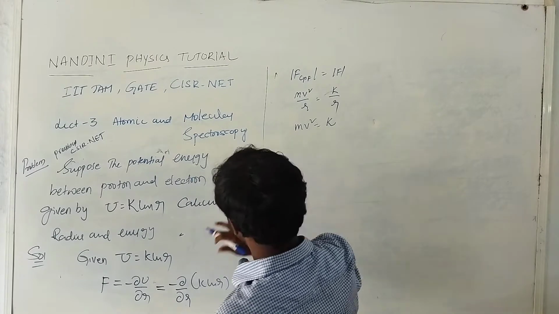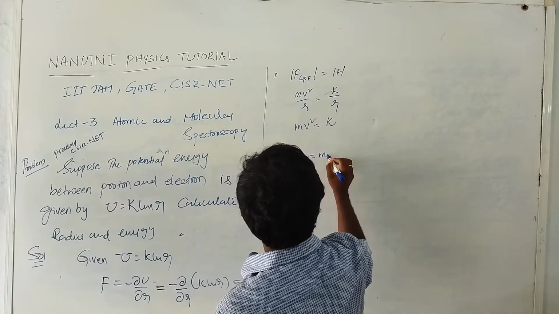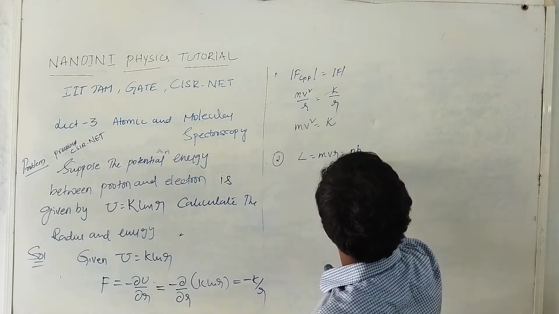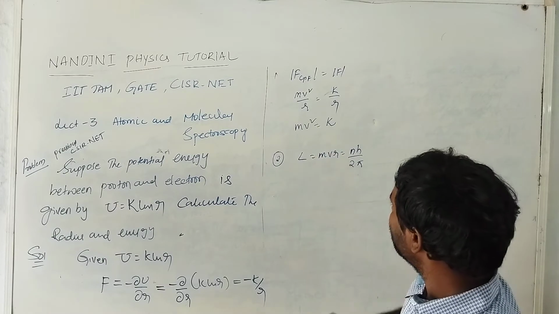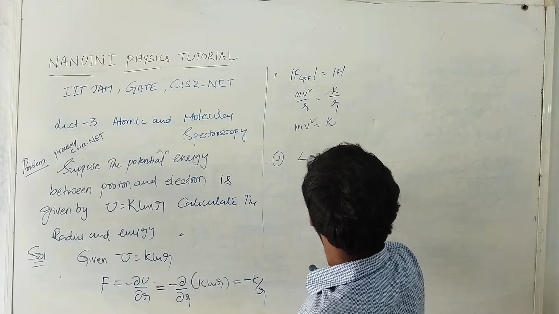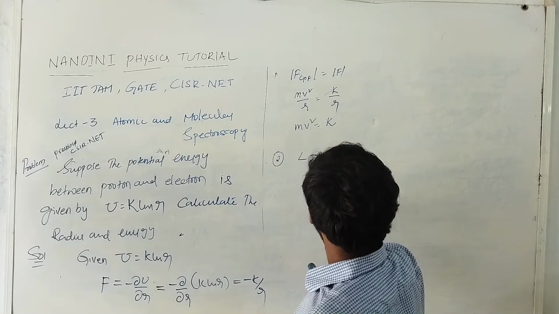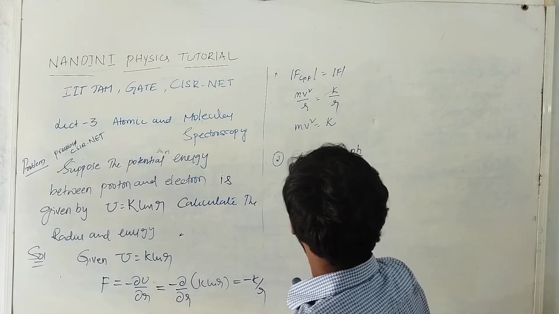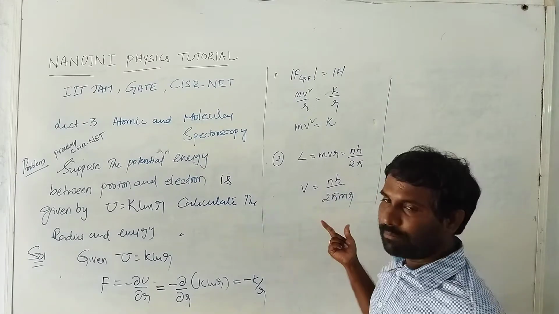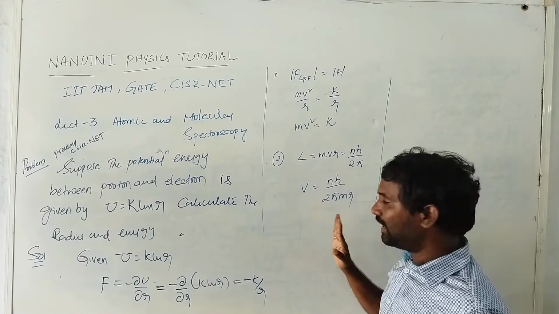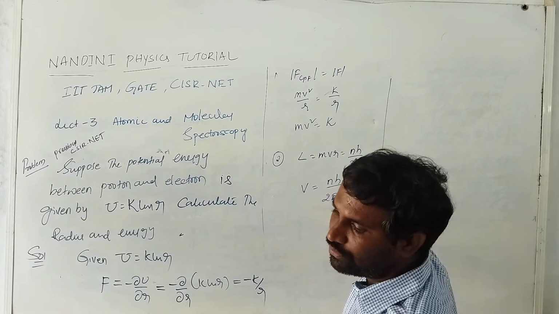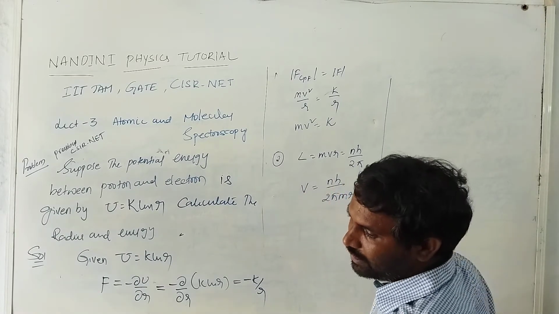Second one, consider what is angular momentum first. L is equal to mvr is equal to nh by 2 pi. So this is angular momentum, nh by 2 pi. From this equation I can explain all these things. What is the V value? V is equal to nh by 2 pi m r. This is the velocity from quantum mechanics. First I want to find the velocity, then the radius, so simply substitute in terms of radius.